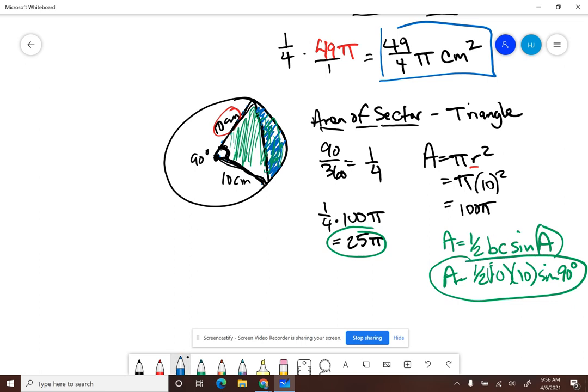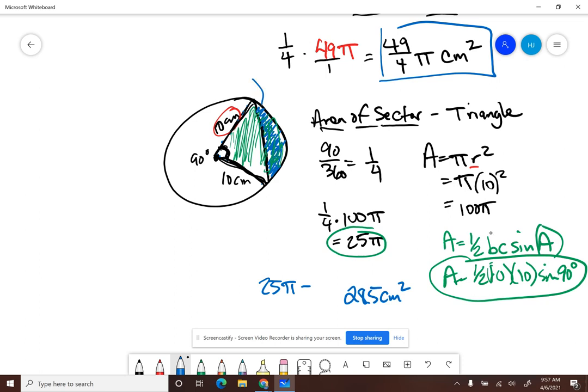So if I want to find the blue section, what I'm actually going to do is take 25 pi minus all of this that's in here, okay, minus this green portion right here. And that is going to give me the area of this segment right here. If I do all that math, I'm going to end up with an answer that is approximately 28.5 centimeters squared.